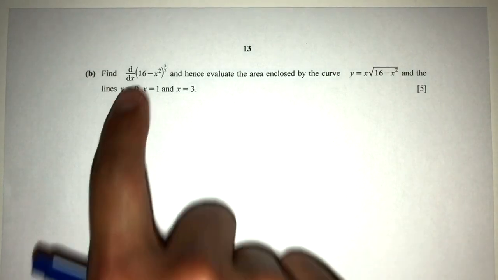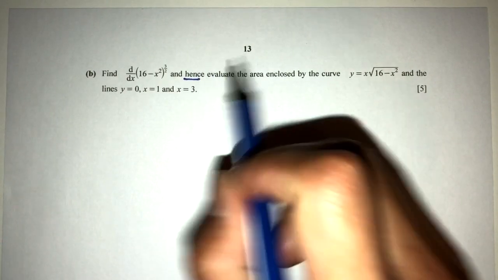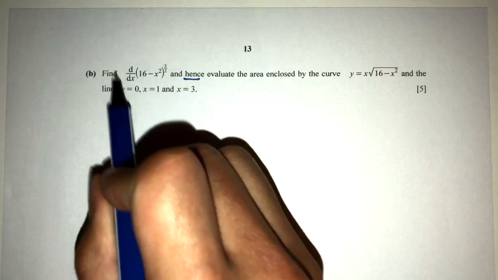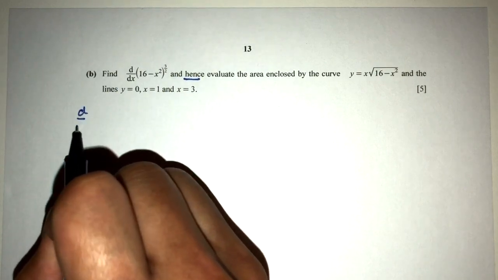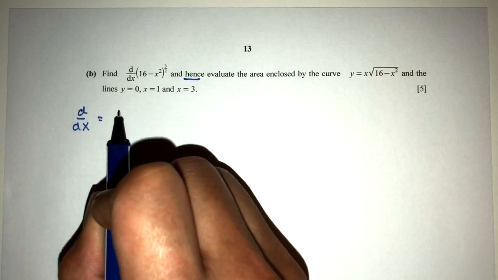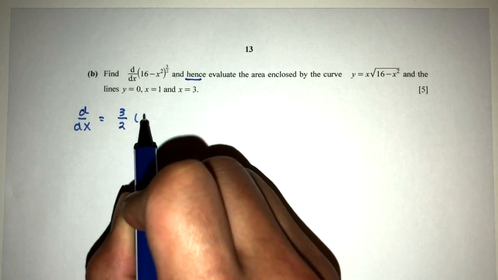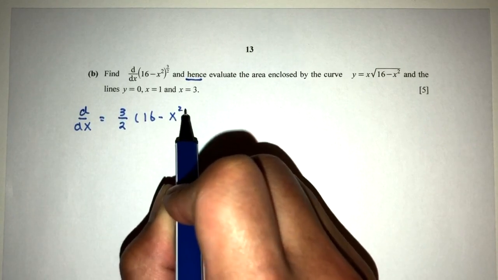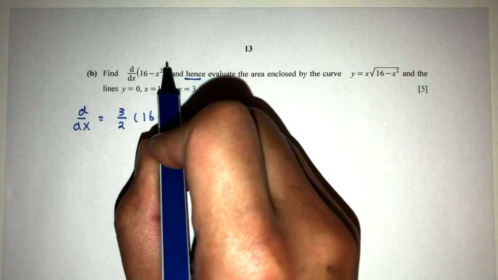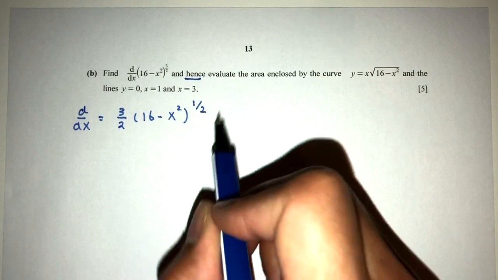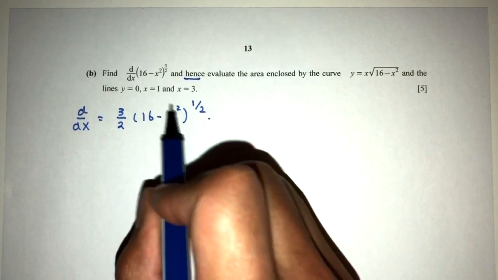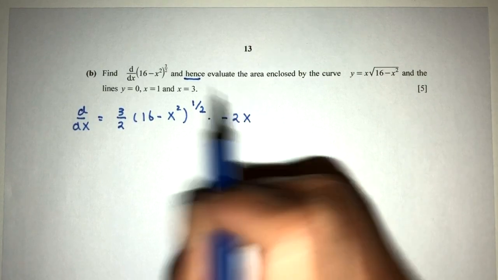Now for part B of the question, we have to find d by dx of this, and hence find the area under the curve. So one step at a time. Let's first find this. d by dx of this will be pretty easy. It is simply 3 over 2 first, multiplied by this to the power 3 over 2 minus 1, so 3 over 2 minus 1 should be half. Then multiplied by d by dx of the value inside, that should be minus 2x.